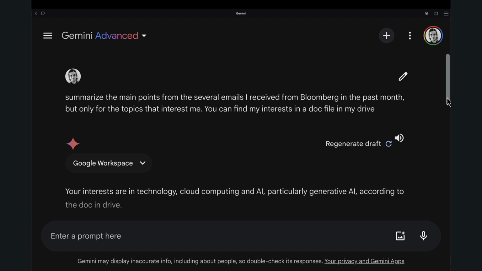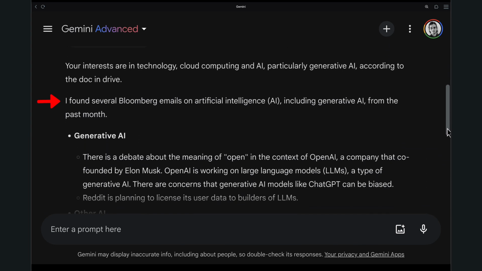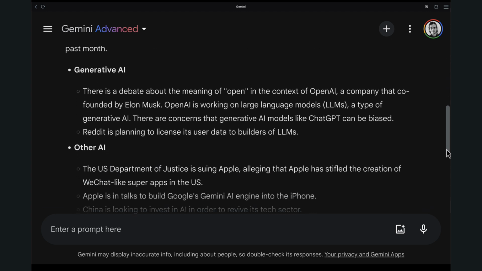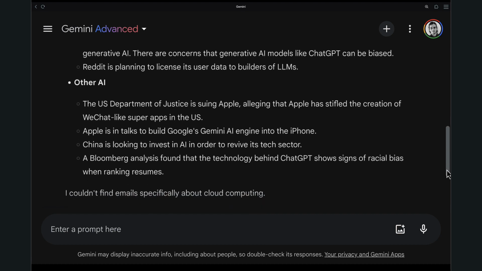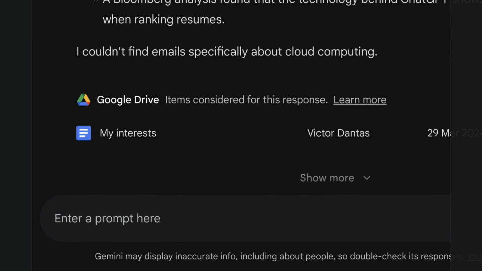And then the prompt was to summarize emails that I got from Bloomberg, but only for the topics that interest me. So Gemini went on to read my emails, it looked up my interests, and it actually gave me the emails that are related to artificial intelligence, generative AI, and these are the topics that I said interest me. And it gave me the key points from the emails that relate to that topic.